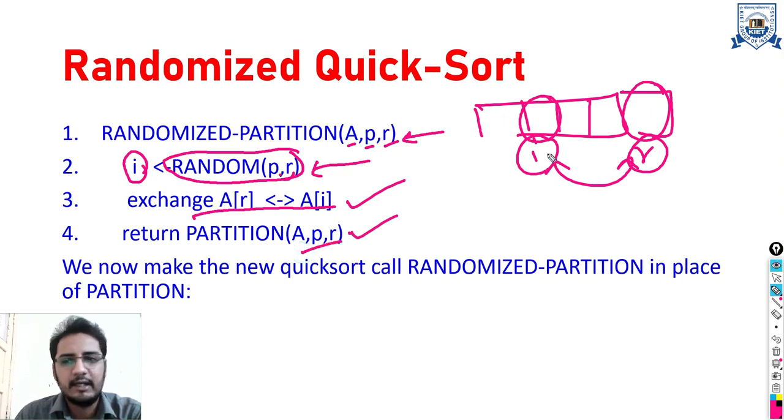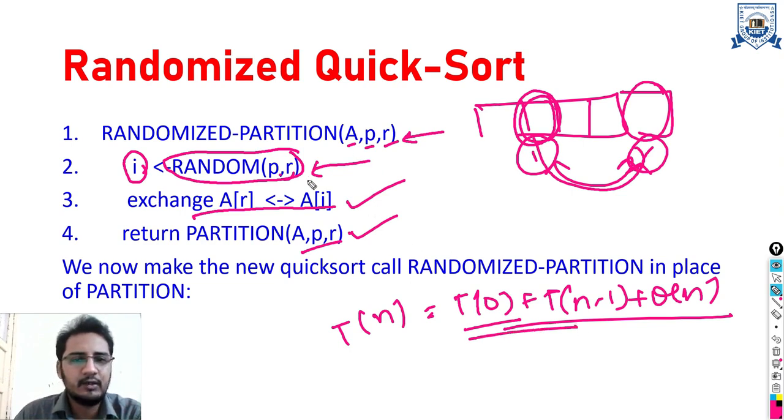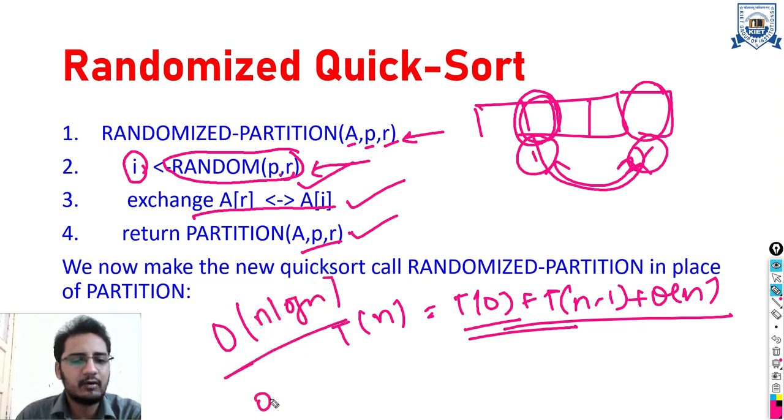Now you have exchanged this element with the last element, so that the trap in which you could fall, such that T of n is equal to T of 0 plus T of n minus 1 plus theta of n. By the rule of probability, it is very unlikely that you will fall in this trap when you are selecting the pivot element randomly each time. Okay, so that's why we do random partition, such that we could reach the complexity of order of n log n instead of order of n square.